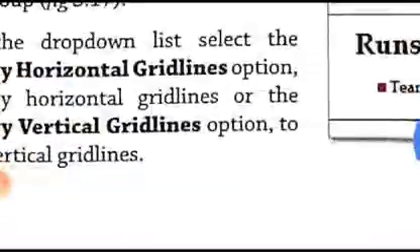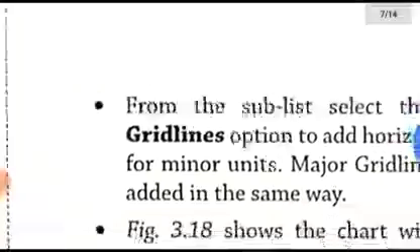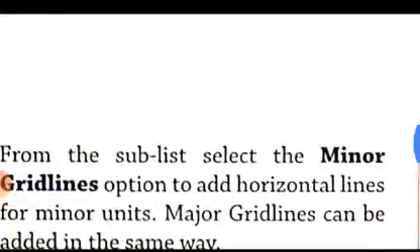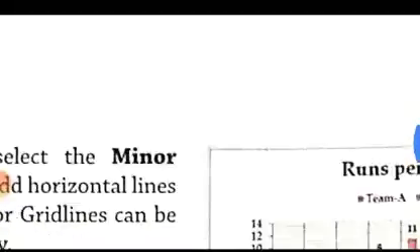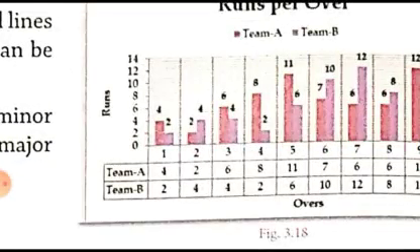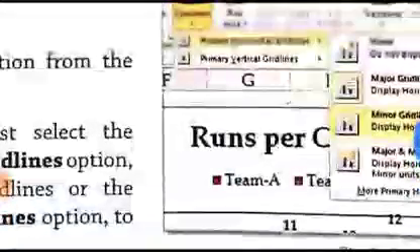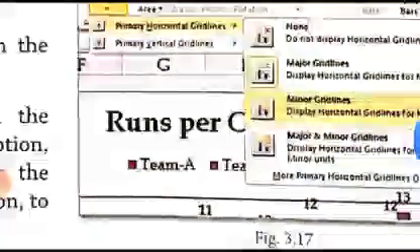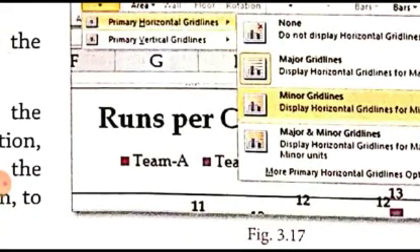Okay, and then similarly, by using these steps, we have drawn major grid lines also. We have chosen to draw the major vertical grid lines for the over values. For that, first of all we will choose the option primary vertical grid lines, and then we will choose major grid lines from there.